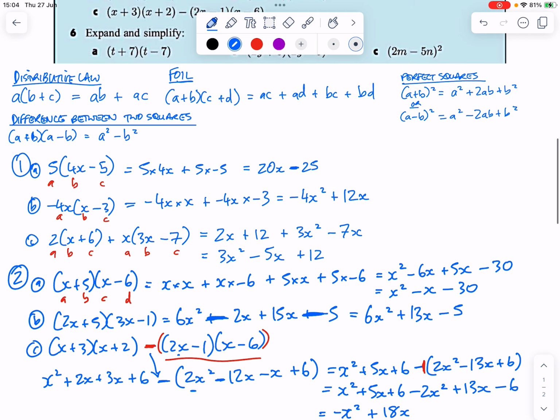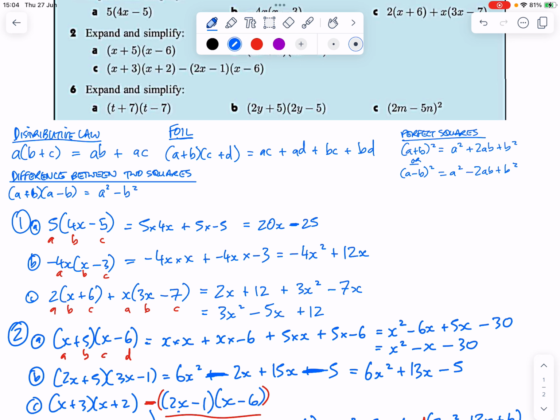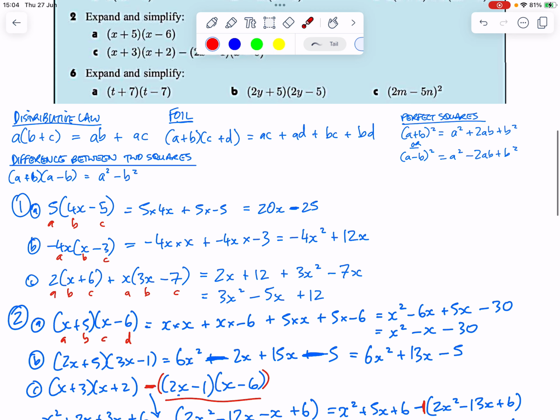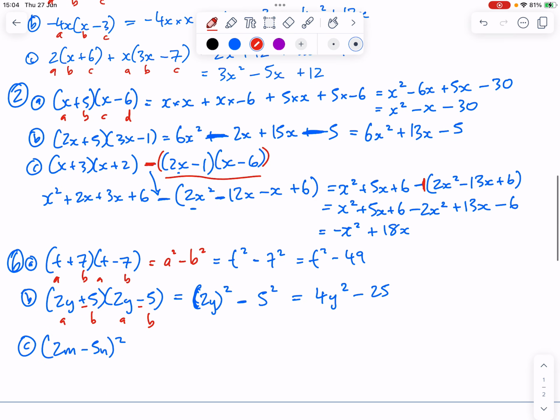And then c, 2m take 5n all squared. That is a perfect square. It's the second one here because I'm taking it. So the shortcut is a squared take 2ab plus b squared. What is a? A is 2m.